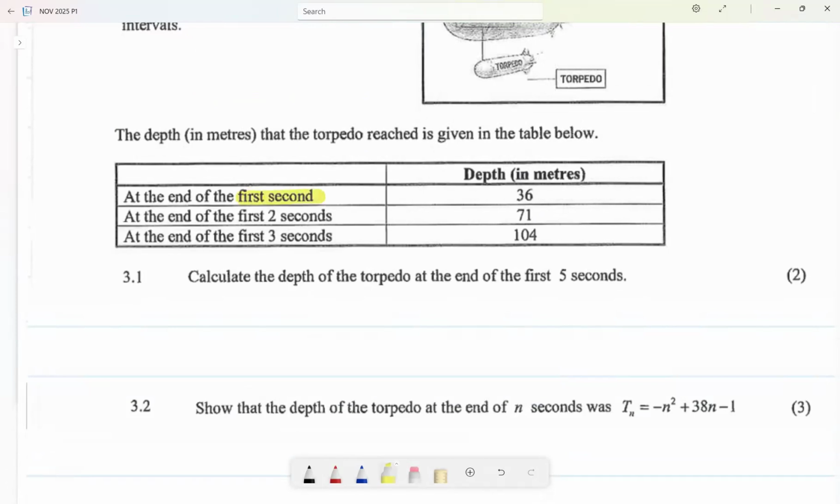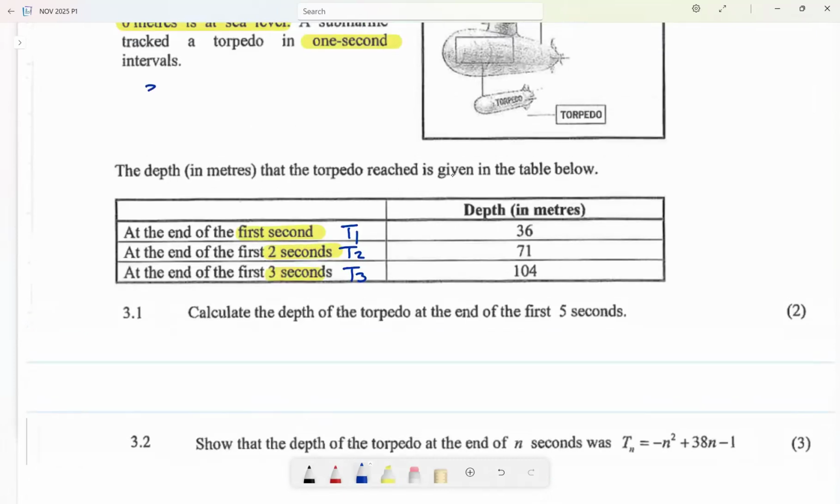In the first second, the second second, the third second. So you can say this is T1 when time is 1, time is 2, time is 3 seconds. And then this gives you your depth in meters. So we have 36, 71, 104. And then 71 minus 36 is 35, and 104 minus 71 is 33.